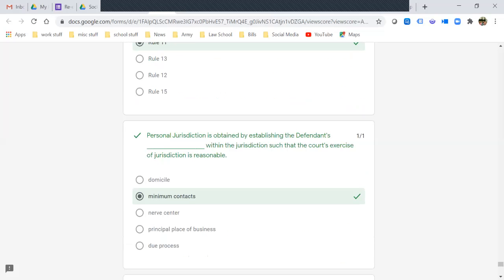Personal jurisdiction is obtained by establishing the defendant's minimum contacts within the jurisdiction, such that the court's exercise of jurisdiction is reasonable. Again, minimum contacts.